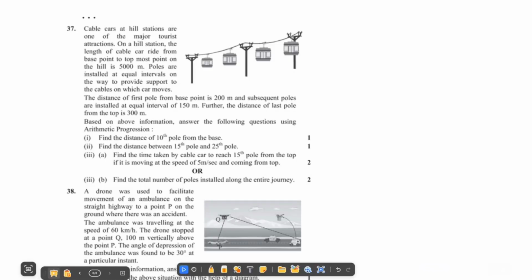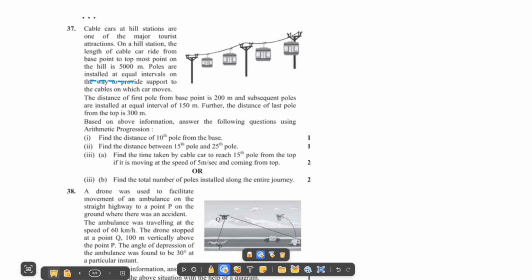Next, 37th question. Cable cars at hill stations are one of the major tourist attractions on a hill station. The length of cable car ride from base point to topmost point on the hill is 5,000 meters. So the total length of the cable car from the base to the topmost point on the hill station is 5,000 meters.